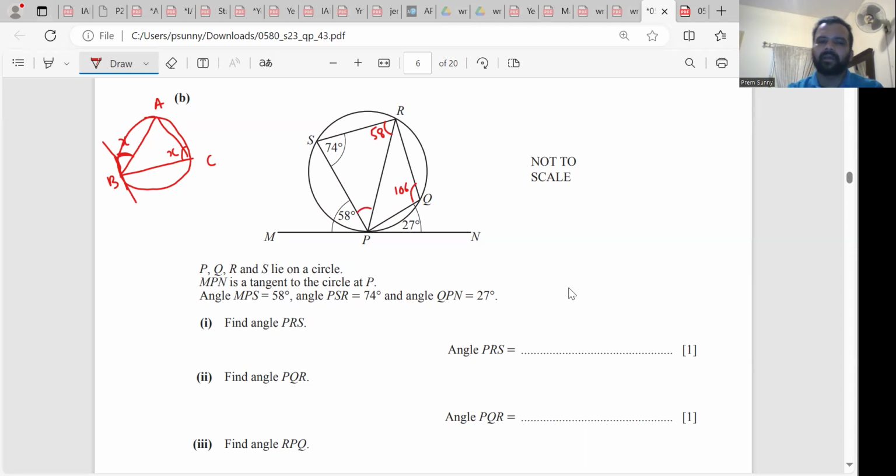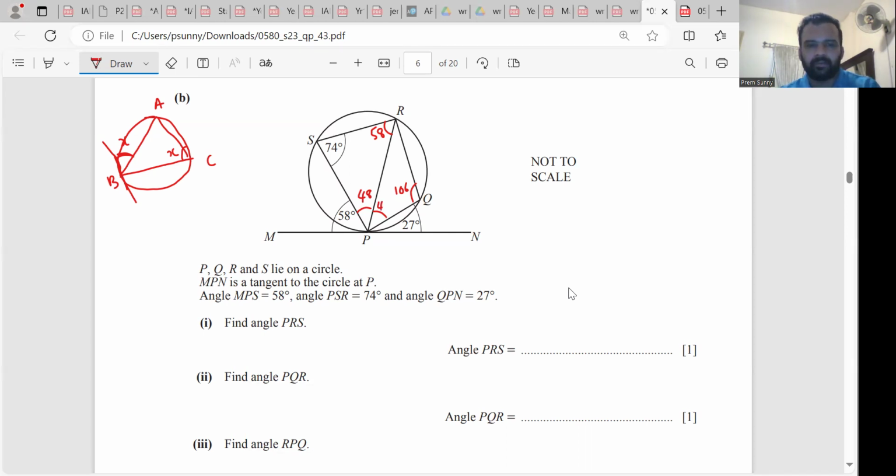I can find out this angle. I'm just filling up all the angles in this diagram so that later I will come to this question. So this is a triangle, and angles in a triangle should add up to give me 180. So 180 minus 74 minus 58 will give me 48. So this is 48. Now I know that the angles in a straight line should add up to give me 180, so I can find out this angle as well. So 180 minus 58 minus 48 minus 27 will give me 47.